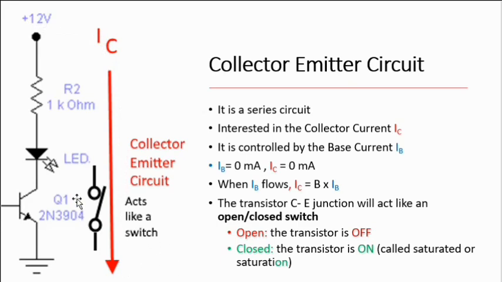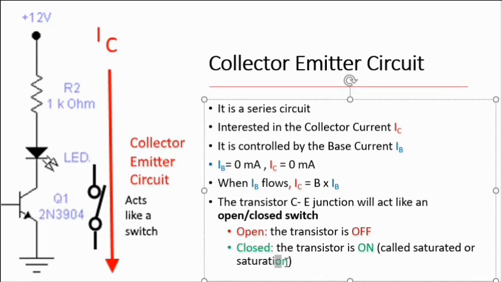Now what happens is the transistor collector emitter junction acts like a switch, right? When it's open, the transistor is off. When it's closed, the transistor is on. We call it saturated or saturation. So I like to think of it, you got your ON there for saturation, so closed, the transistor is on. When we have base current that's zero, no base current flowing, we'll get no collector current. So the collector current is controlled from the base current. When we have a base current that's flowing, the collector current is equal to beta times the base current.